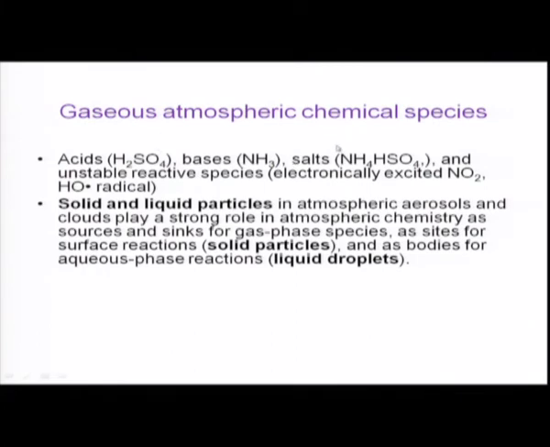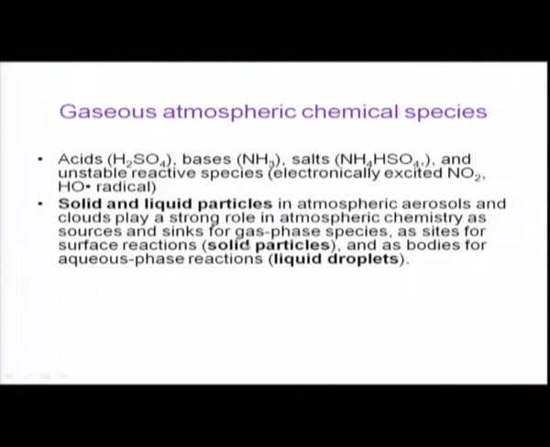In addition to these gaseous chemical species, we have acids like sulfuric acid, bases like ammonia, and the interaction of these leads to the formation of salts like ammonium bisulfate, and unstable reactive species, that is, electronically excited NO2 and hydroxyl radical species, are also present in the atmosphere. In addition to this, we have solid and liquid particles in the atmosphere in the form of aerosols and clouds, and these play a very strong role in atmospheric chemistry as a source and sink for gas phase species.